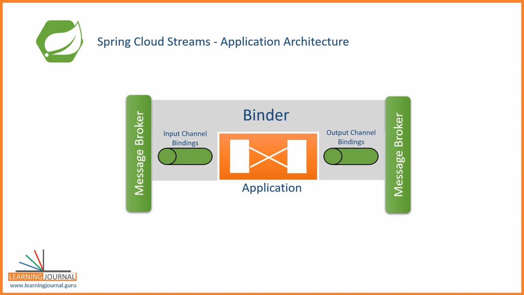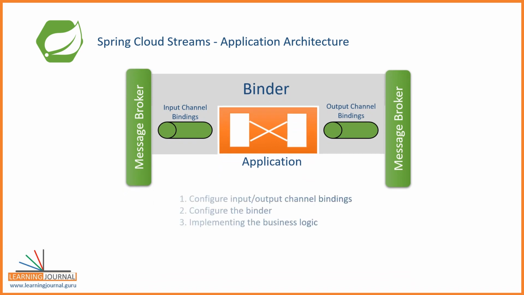However, you will also need to configure the binders according to your requirements. So, in short, a Spring Cloud Stream developer is responsible for the following things. Configure input-output channel bindings. Configure the binder. And finally, implementing the business logic. Many of the channel binding configurations and the binder configurations are defined in your application YAML. However, several things are configured using Spring Cloud Stream annotations. And if you are familiar with the Spring Boot programming, you should be already familiar with the notion of Spring annotations and Spring configurations, right?